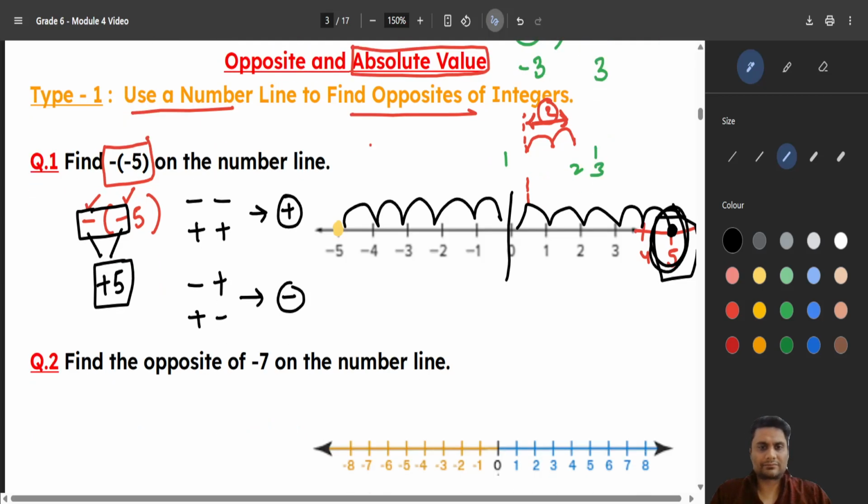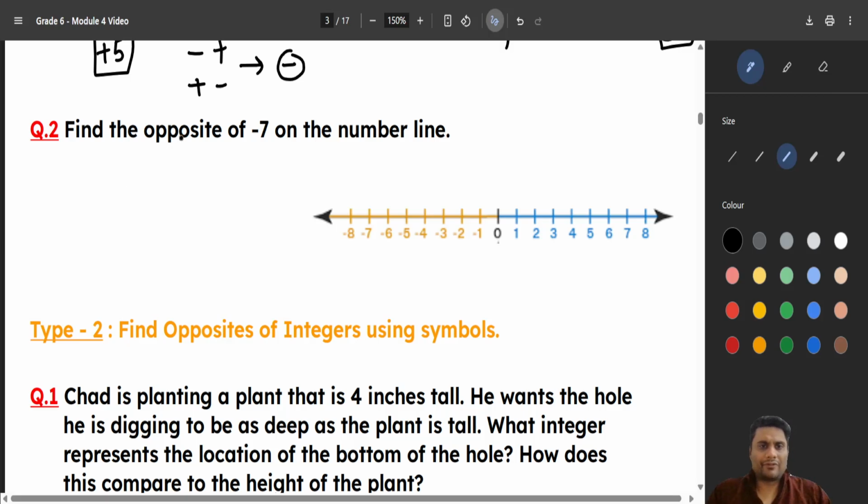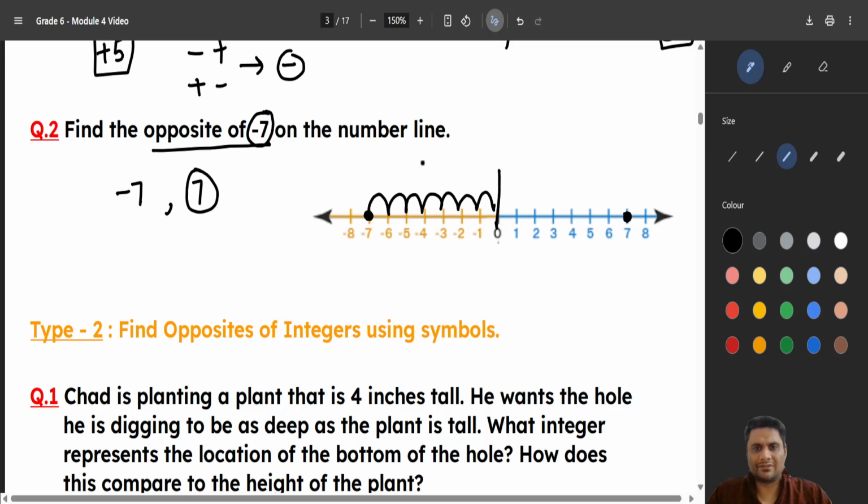Okay, like this. Question number 2: find the opposite of minus 7. So first we have to put minus 7 on the number line. Minus means the left side of 0. Here I have minus 7, as you can see, and I have to find its opposite. The opposite of minus 7 will be 7, as I have told you. So we have to find 7 here, this is 7. So this is the opposite of minus 7. Check the distance: 1 2 3 4 5 6 7, here 7 steps, and here also 1 2 3 4 5 6 7, 7 steps. So the opposite of minus 7 will be 7.